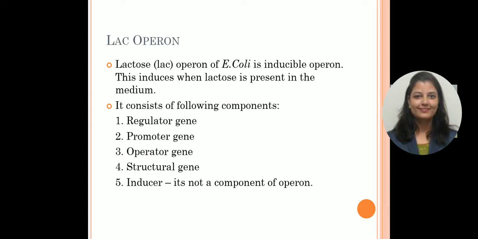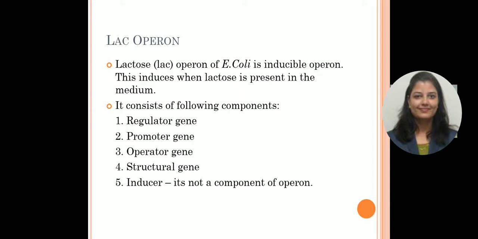Next is the lac operon. Lac means lactose operon of Escherichia coli, which is an inducible operon. This induces when lactose is present in the culture medium. It consists of the following components. So let's take the detailed components one by one.